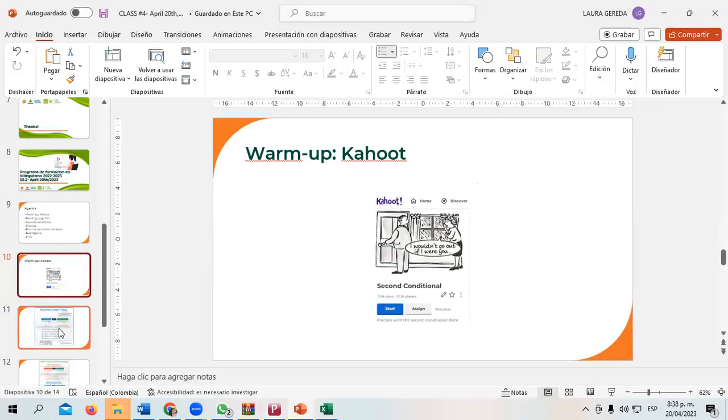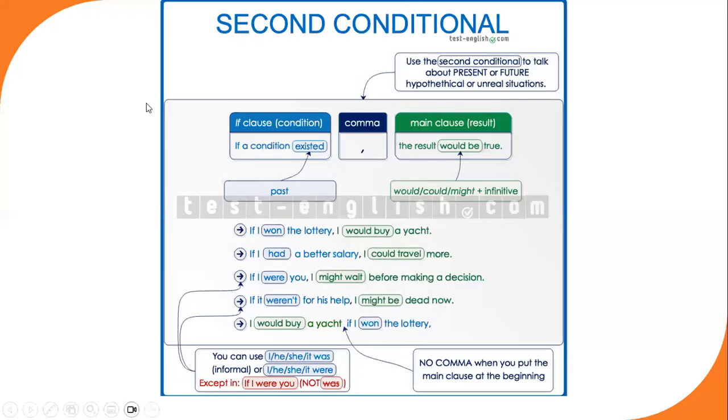Let me show you here in the presentation. We have that the second conditional is used to talk about present or future hypothetical or unreal situations, okay? We already know the rules, but let's review in case we don't remember very well. We use the if clause. This is the condition, okay? La condición with if. If the condition existed, so this verb is in past. Este verbo va en pasado, ¿no? En la if clause, the verb is in past, comma, then the result would be true. Here we use would, could, or might, plus the infinitive form of the verb, ¿ok?